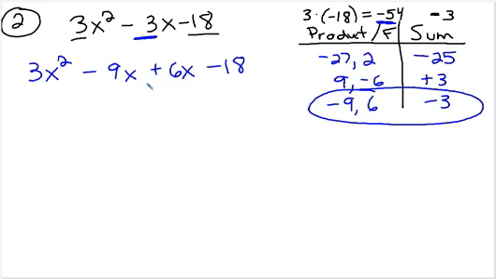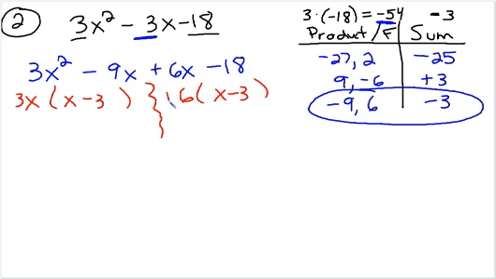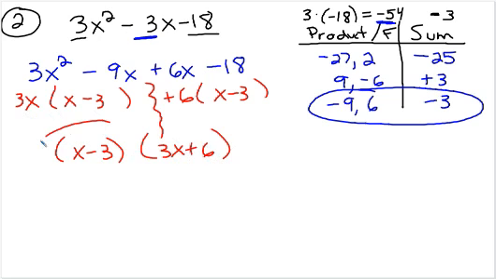I'm doing the factoring by grouping method, so I'm going to pull out the greatest common factor of these two, which is 3x, which leaves me with x minus 3. I'm hoping there's going to be an x minus 3 over here. When I factor out, there is a 6 in both of these. 6 times x is 6x. 6 times negative 3 is negative 18. We're in business. So this thing factors into x minus 3 times what's left, 3x plus 6.